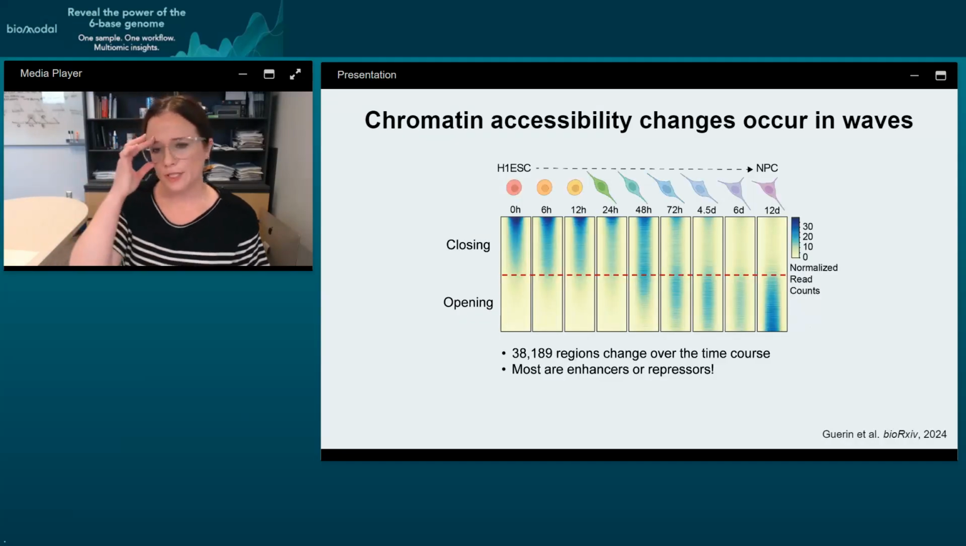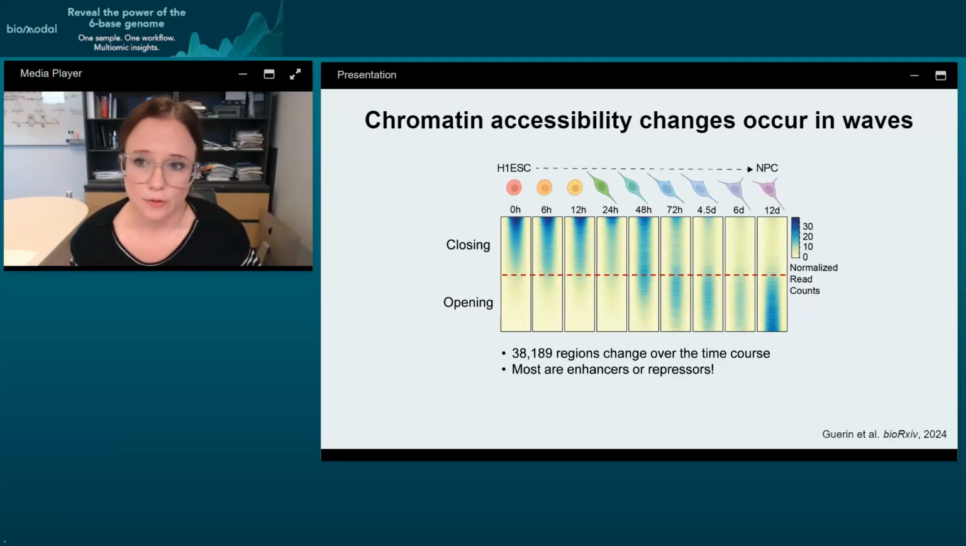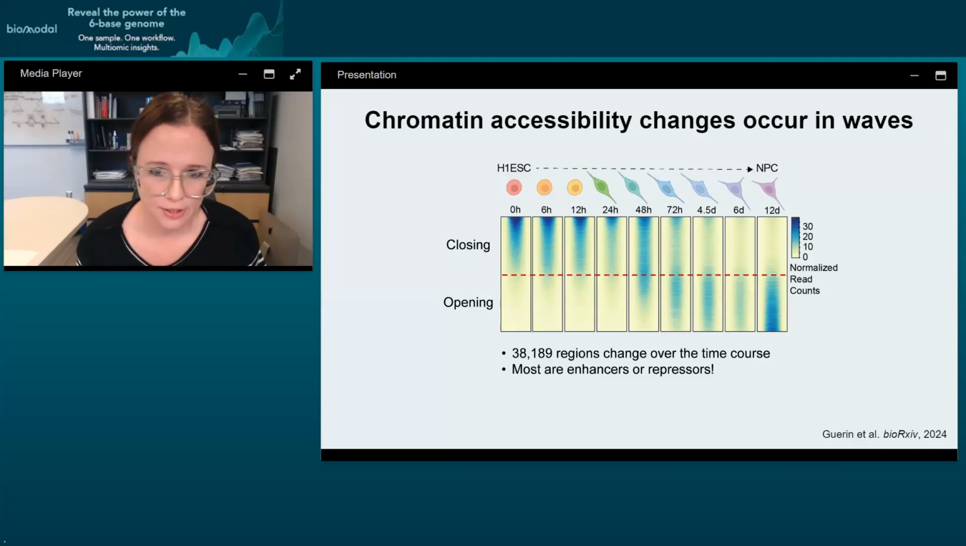So the first thing we looked at was overall chromatin accessibility. So we determined the regions of change, so regions that were dynamically changing in terms of accessibility over the 12-day time course. And we just plotted this on this heat map. So in blue, you're seeing the regions that were highly accessible, and each column of the heat map represents a different time point throughout the time course.